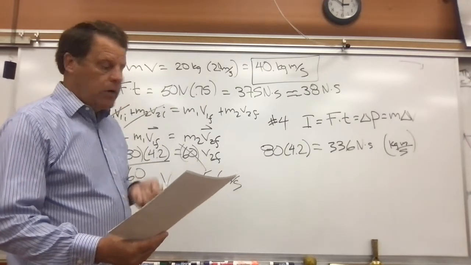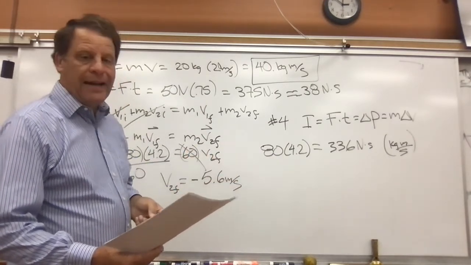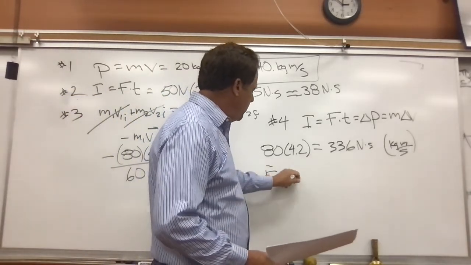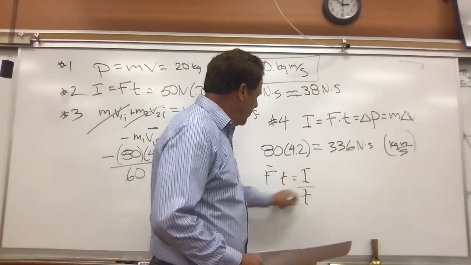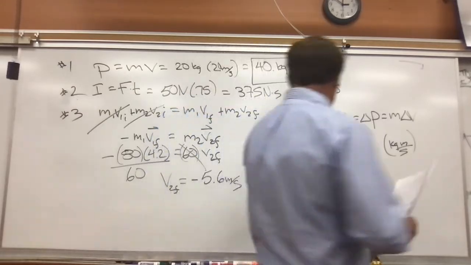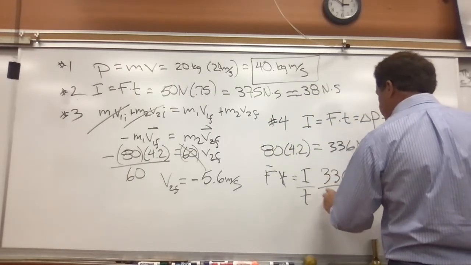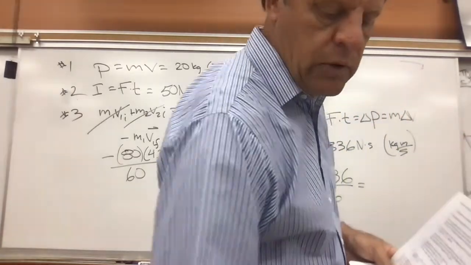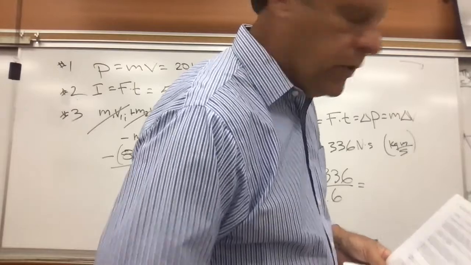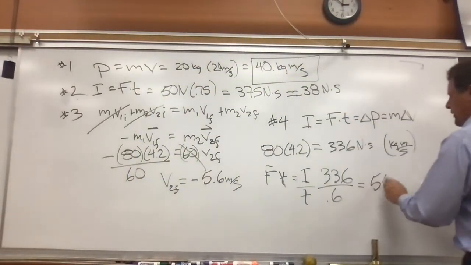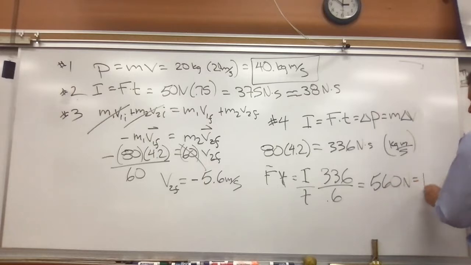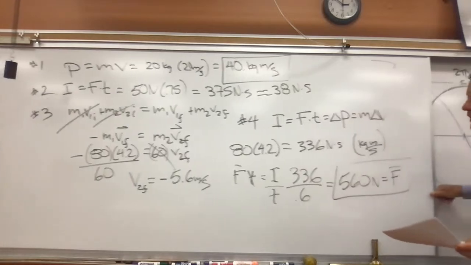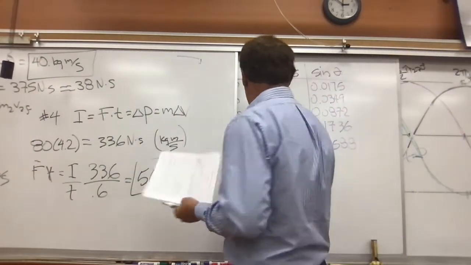All right. Now, since we have the impulse, we can calculate the average force. The average force times time is equal to the impulse. So we divide both sides by time: 336 divided by 0.6. We get 560. So 560 newtons is our average force. All right, ladies and gentlemen, that is the first 4 questions.